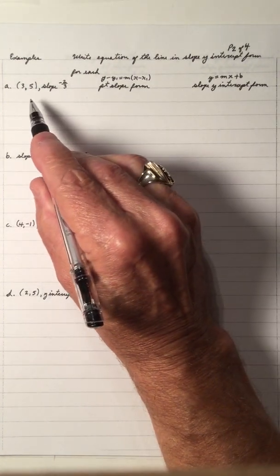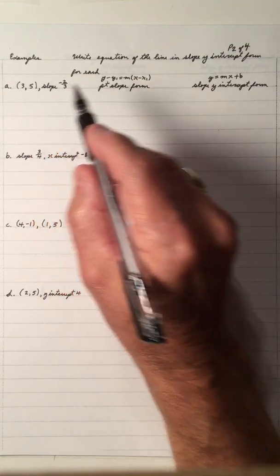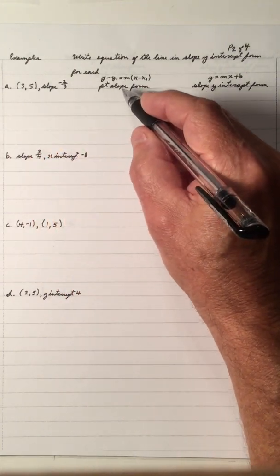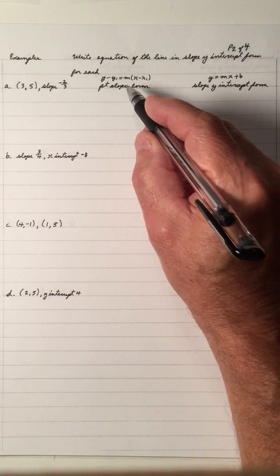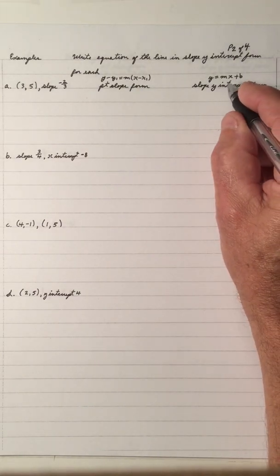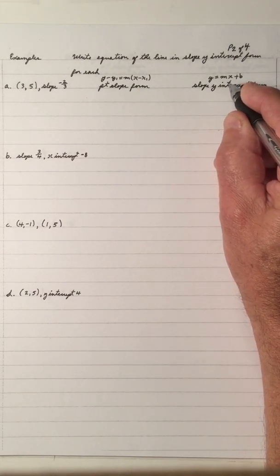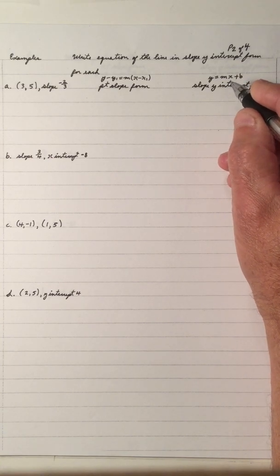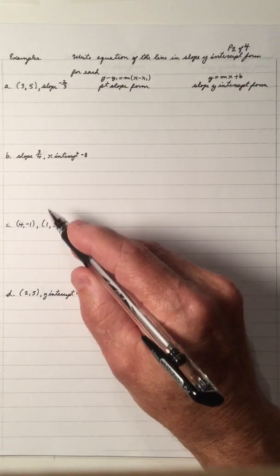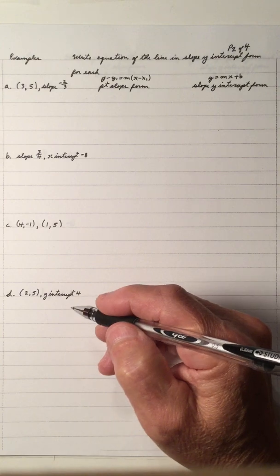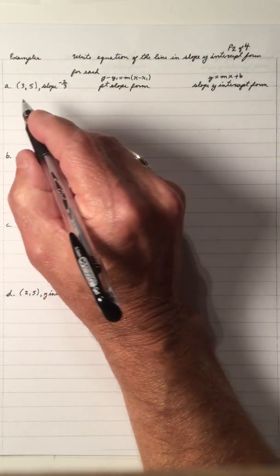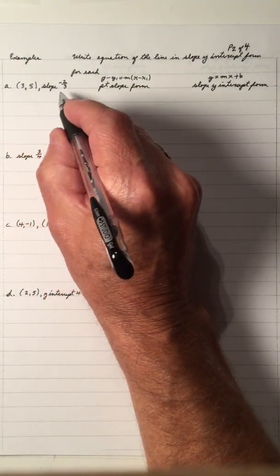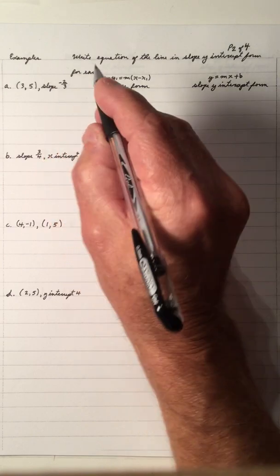Example A. We're going to do A each time. First I'm going to find it in the point slope form, and then I'm going to use the information directly in the slope y-intercept form. Let's do these 4 examples, A, B, C, and D, and you'll see what I'm talking about. A, we have a point (3, 5) with a slope of negative 2/3.